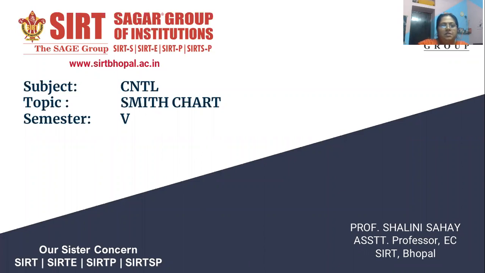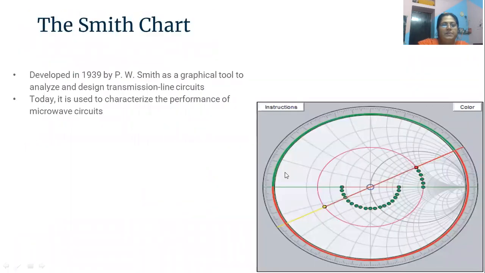Today in this lecture, we are going to discuss the Smith chart. The Smith chart was developed in 1939 by P.W. Smith. It is a graphical tool to analyze and design transmission line circuits. Today, it is used to categorize the performance of microwave circuits. It is a graphical representation used in many applications to calculate the performance of microwave circuits, as well as for designing the transmission line.